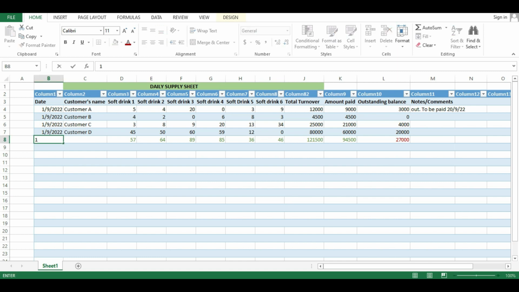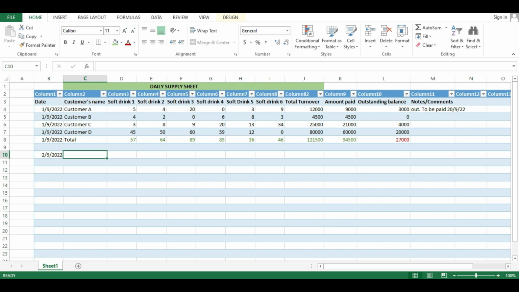This is 1/9/22. So the next day you can start 2/9/22, and remember to name this total. This gives you your total breakdown for the day. So for the next day, you have the same setup, and you keep inputting your figures to actually have a very good outlook of a very good supply sheet.